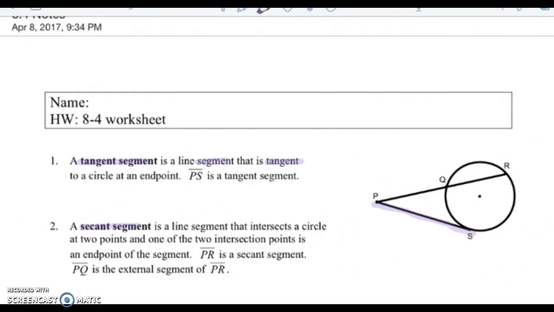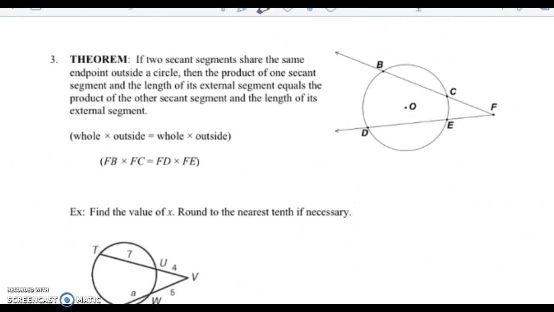A secant segment, same thing, is a segment that is a secant. So PQR is a secant segment there. So it acts the same way as a secant or as a tangent, but these are just segments, not whole lines. So we're going to go through a couple theorems today. This is our first one.